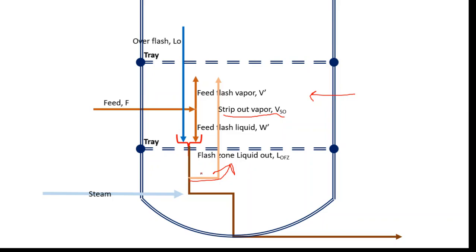This vapor and the feed flash vapor combine together, and that is the total amount of vapor leaving the flash zone. That is nothing but the total distillate and L0. This total vapor that is leaving is divided into the total distillates and L naught. So this is what is happening in the flash zone.